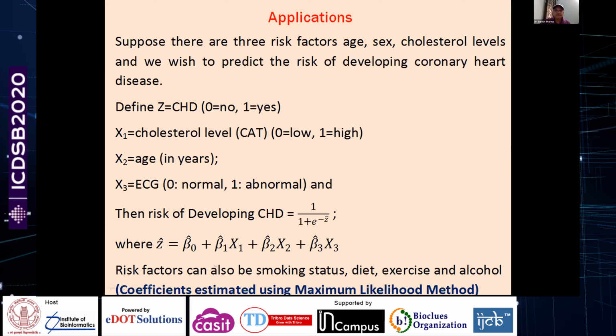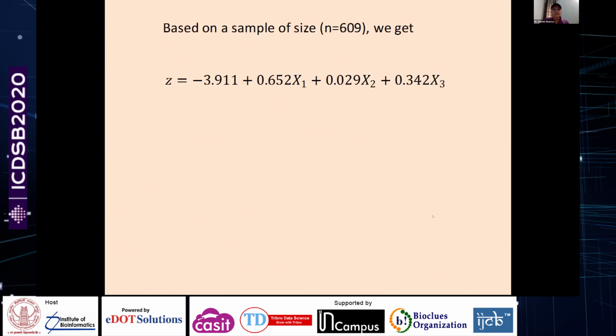Now these parameters can be estimated from the given data using the maximum likelihood technique. And once you substitute in this equation, you can get the probability, the chances that a person is likely to have coronary heart disease. So this is one of the disease prediction models based on 609 cases. We have developed this equation.